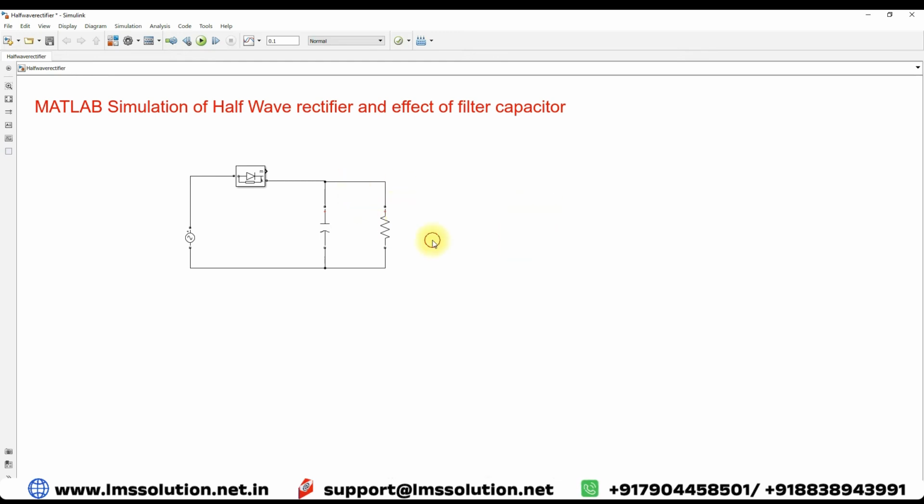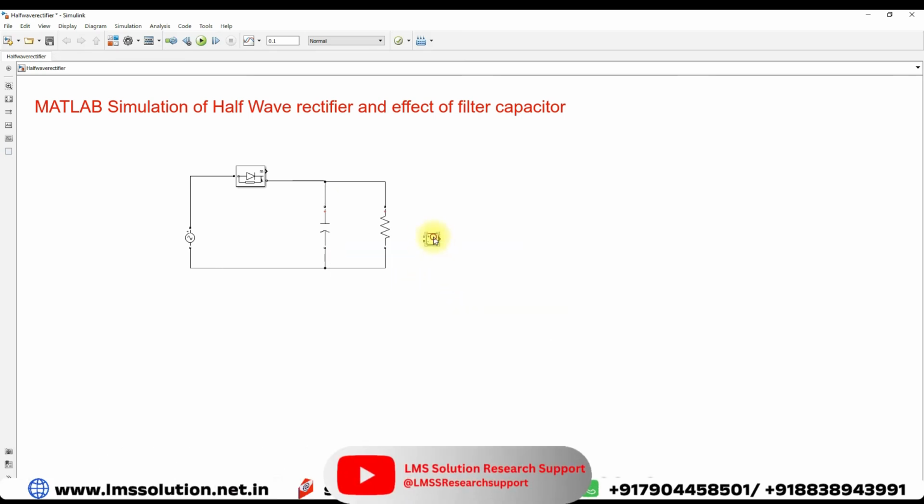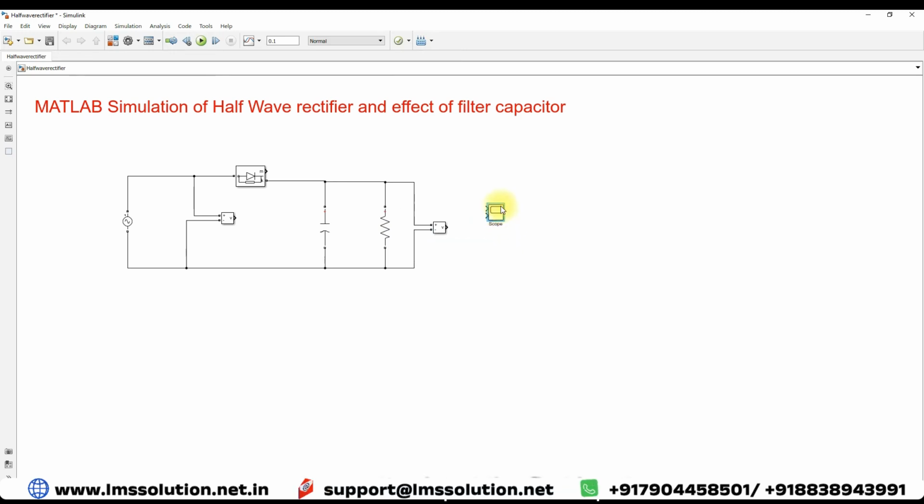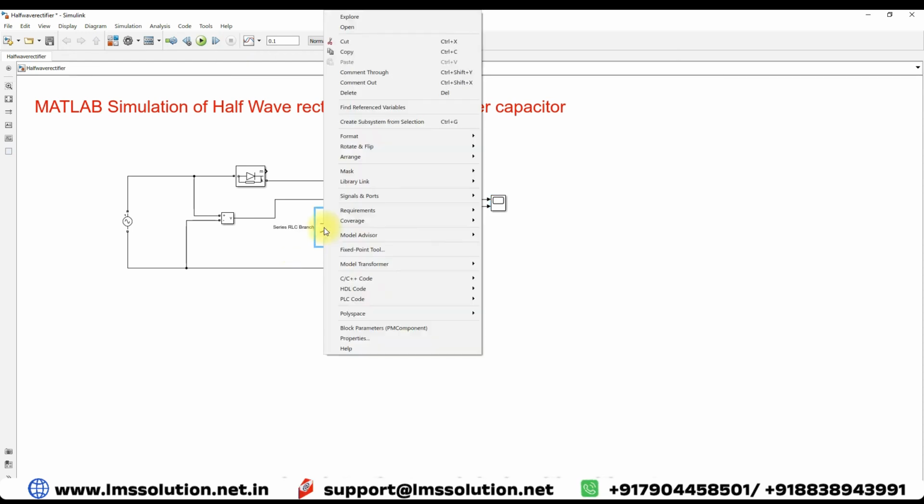Okay. Next I'm going to measure the input voltage. For that I'm going to use a voltage measurement block. Here I'm going to measure the input voltage, and then here I'm going to measure the output voltage. Both will be connected to the scope to see the result. Here I'm going to use two inputs. The first input will be the source voltage, and the second will be the output voltage of the rectifier, otherwise the voltage across the load.